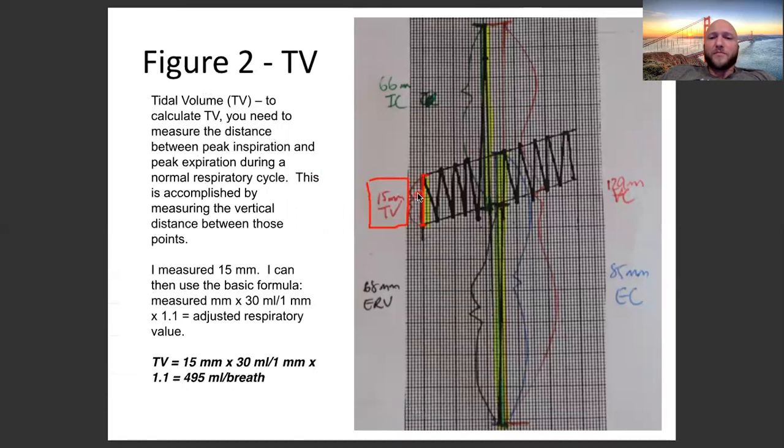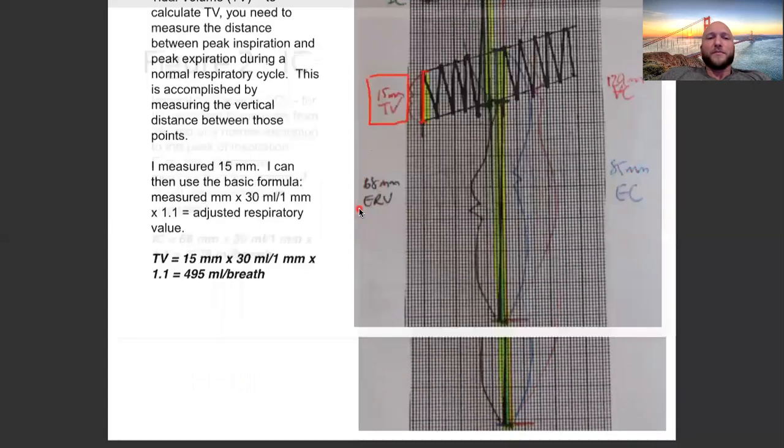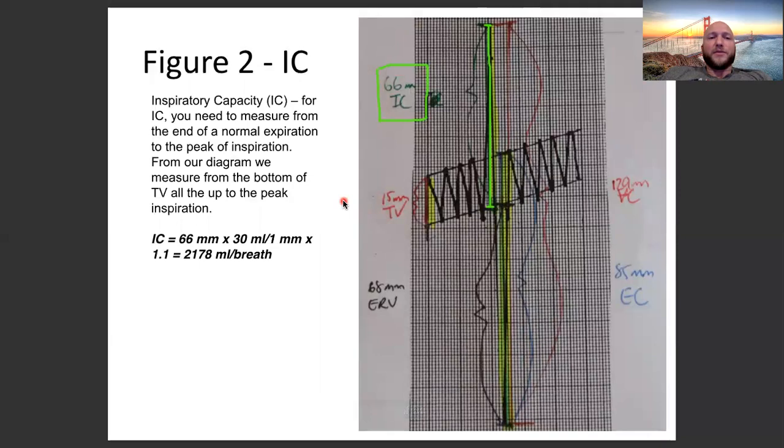So let's start off with tidal volume. This one we've already done. This one should be fairly easy. So how do we calculate volume? Well, it's number of boxes times the Bell correction factor times the atmosphere, pressure, temperature ratio. So we have 15 millimeters up for tidal volume. So 15 boxes up. So 15 times 30 times 1.1 gives us 495 milliliters per breath for the tidal volume for this patient. We're then going to look at inspiratory capacity.